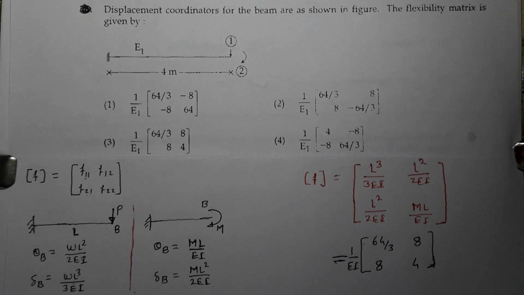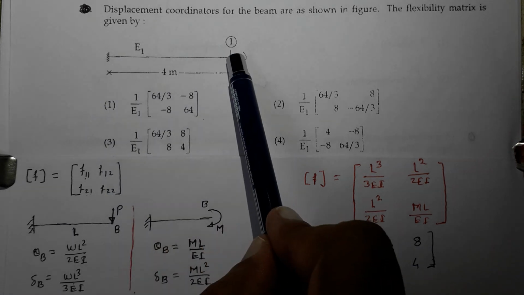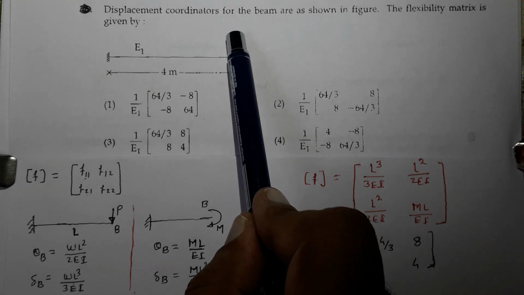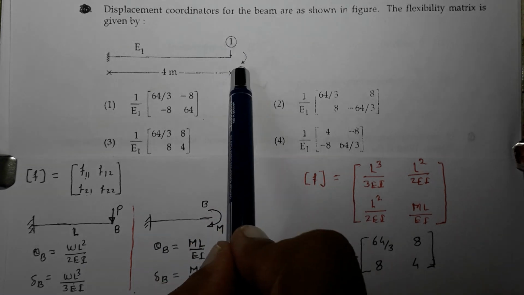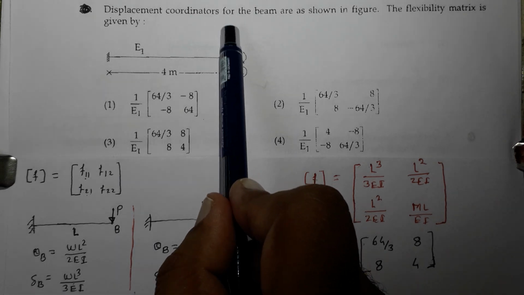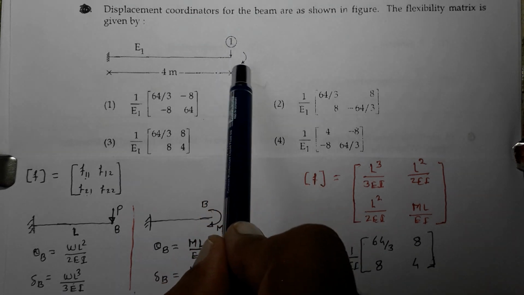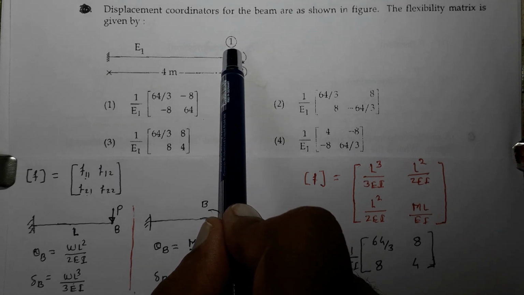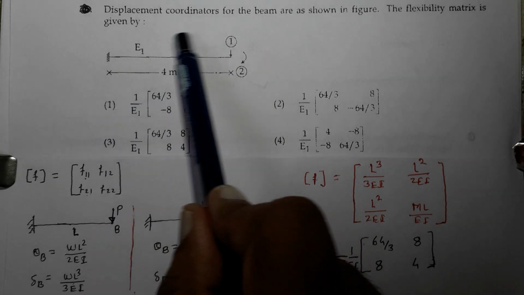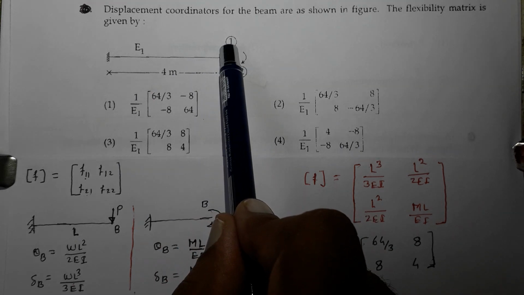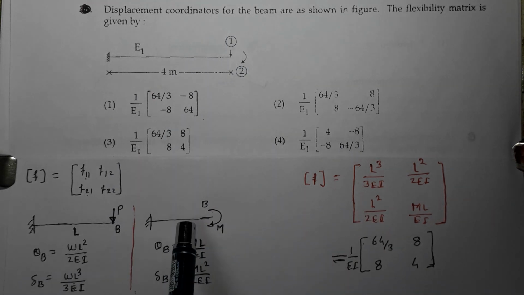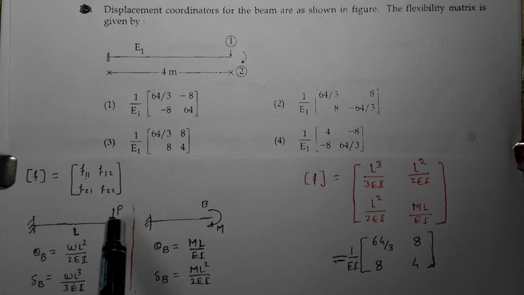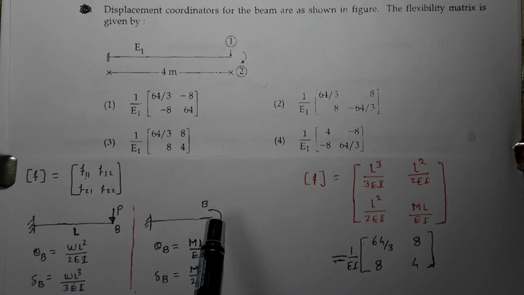Next question, displacement coordinates for the beam as shown in the figure, the flexibility matrix is given by. It is a cantilever beam, and for this cantilever beam they have shown the displacement coordinates 1 and 2. One is related to the vertical displacement at the free end, and another is related to the rotation at the free end. In order to get the flexibility matrix, I am considering these two standard cases: a unit load at the free end and a moment at the free end.